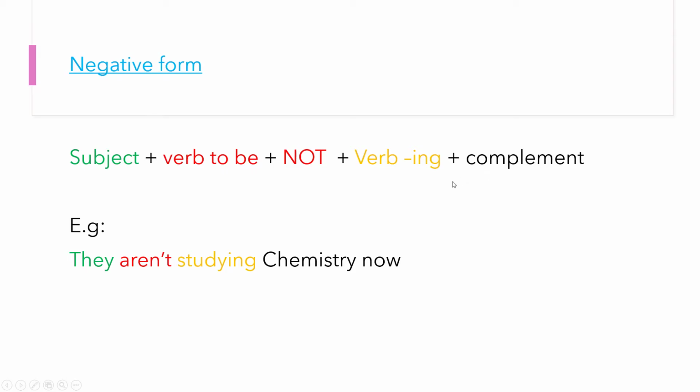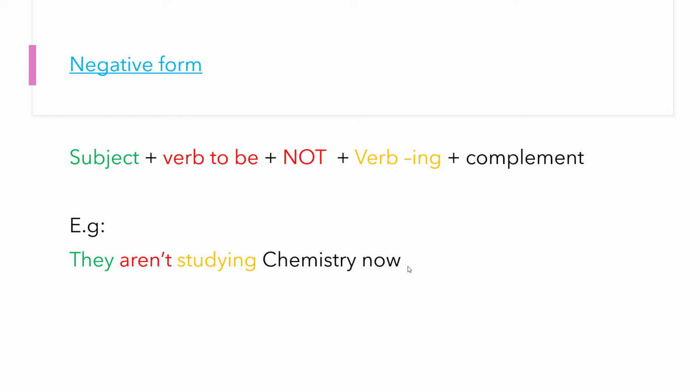They aren't or are not. You can use both, aren't or are not. Studying chemistry now. In Spanish, ellos no están estudiando química ahora. They, the verb to be, are, because the subject is they, then not, then the verb with the ing form, study, studying, and the complement chemistry now.